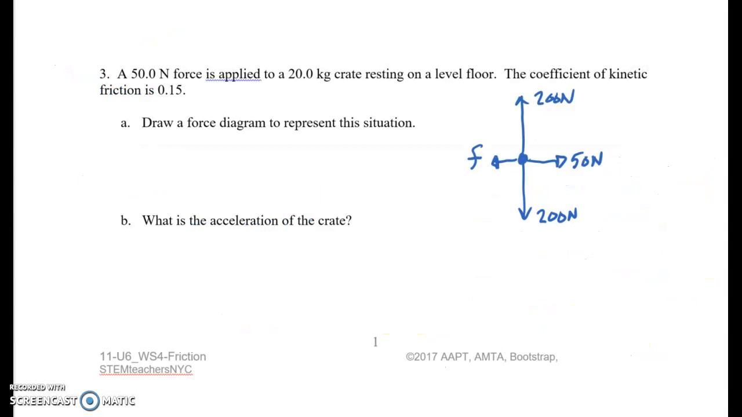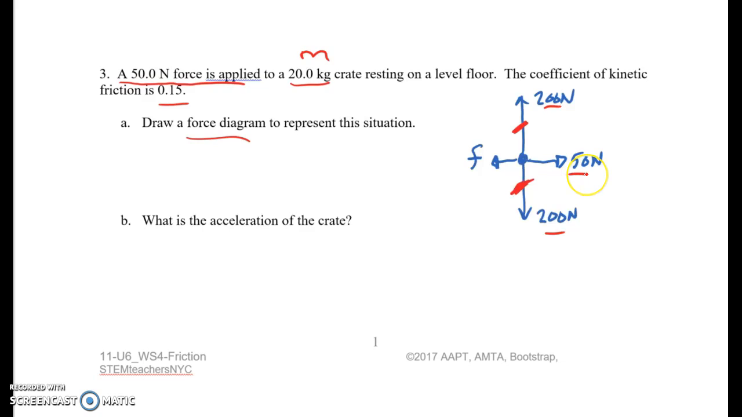Jumping to number 3, a 50 newton force is applied to a 20 kilogram crate. So that's the mass. Resting on a level floor, coefficient of kinetic friction is 0.15. A force diagram is right here. It's on a level surface, so the weight is down. The weight is going to be the mass 20 times 10 newtons per kilogram is 200. And that is going to be equal to the normal force, so normal force is 200.